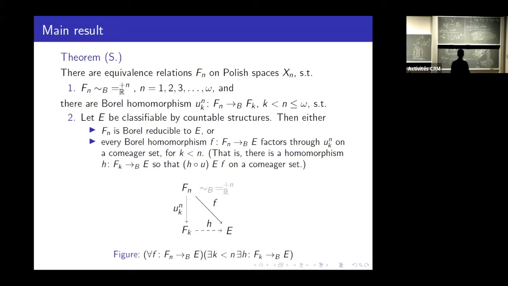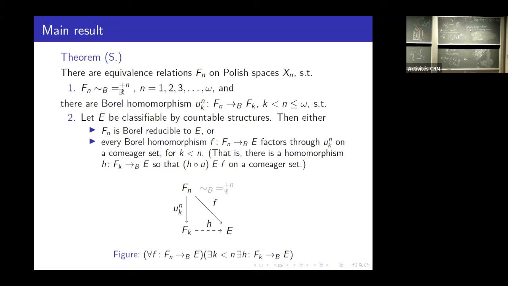So maybe let me draw the picture of the factoring. I have some Fn. I'm under the assumption that Fn is not Borel reducible to some E, and I have some other homomorphism. Then not only is this homomorphism not injective, it in fact factors through some other already known non-injective homomorphism, this one. So essentially it's a classification of all homomorphisms. You can either have an injective homomorphism, these are the reductions, or you're just one of these up to a comeager set.